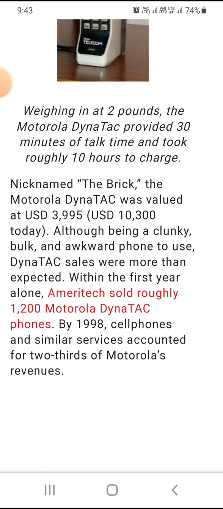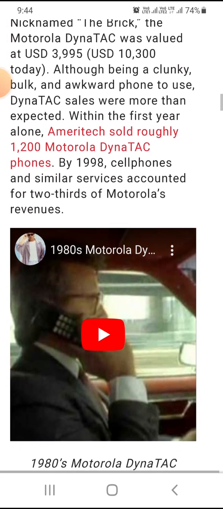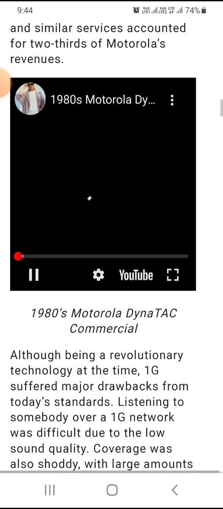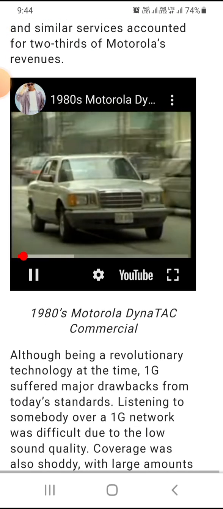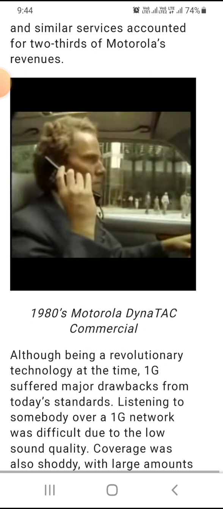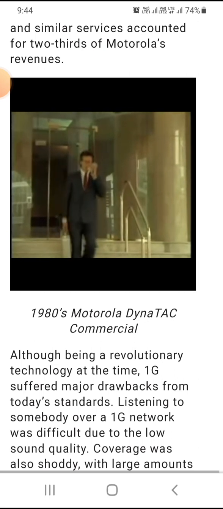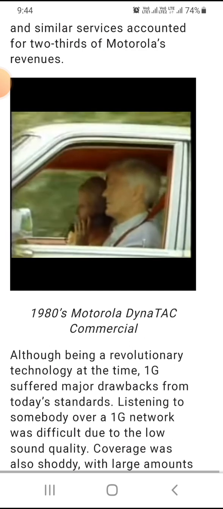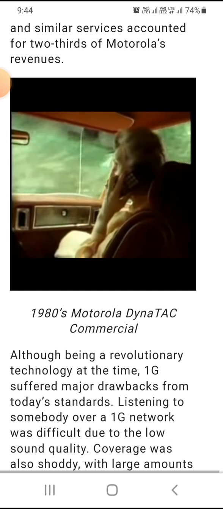Within the first year alone, Ameritech sold roughly 1,200 Motorola DynaTAC phones. By 1998, cell phones and similar services accounted for two-thirds of Motorola. You can see this image of how the Motorola phone was used. This is a 1G phone, where now we are using 5G and 4G technology, and at that time people were using 1G in the 1980s, the Motorola DynaTAC commercial.